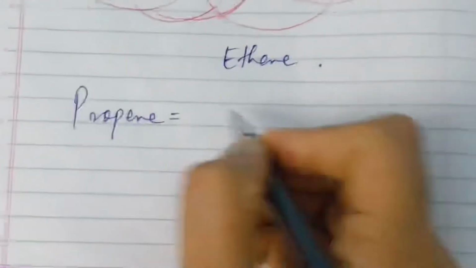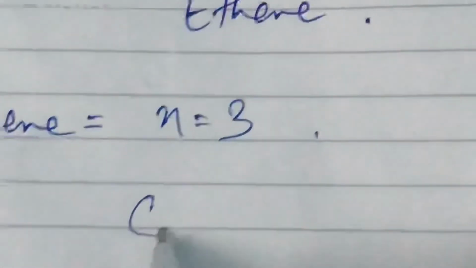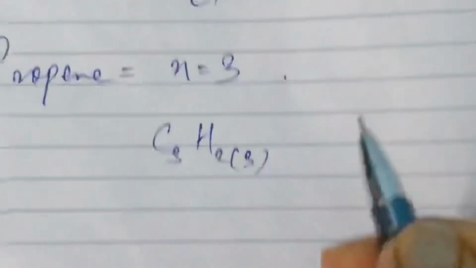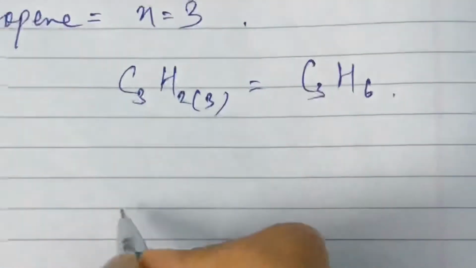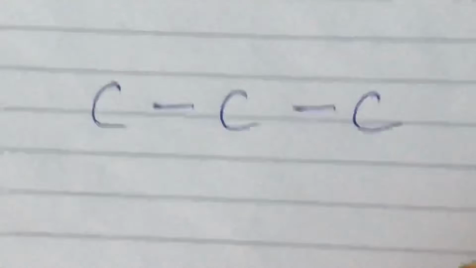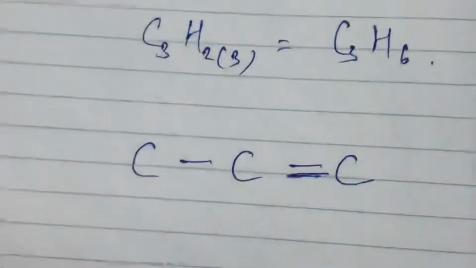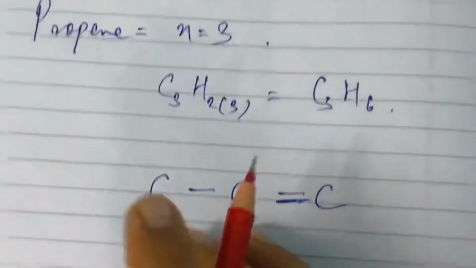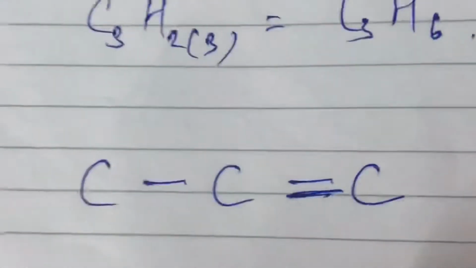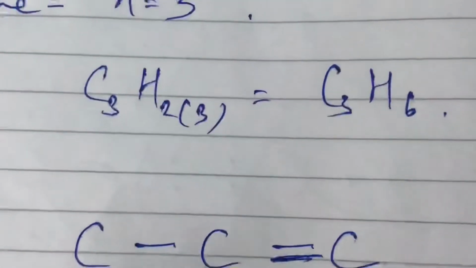Propene's N value is 3. So if I put the value 3, what will I get? I'll get C3H6. Fine. Now I'm going to put the carbons like this, 3 carbons. I can make the double bond over here also, there's no problem. In future when you study nomenclature, you will get to know why I am doing this. But for your present concentration, you can put the double bond here also, there is no problem.